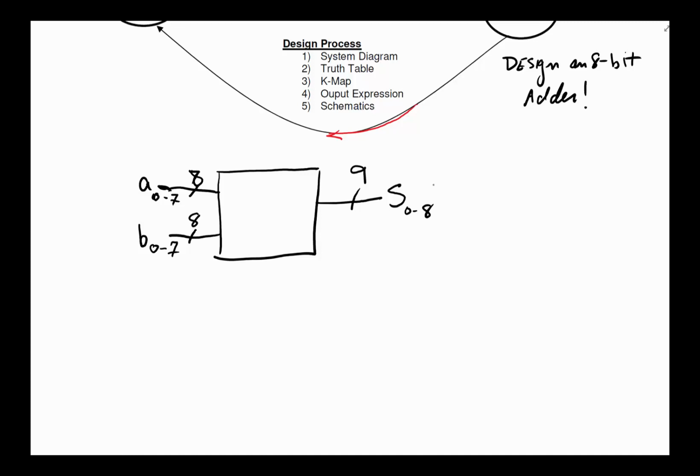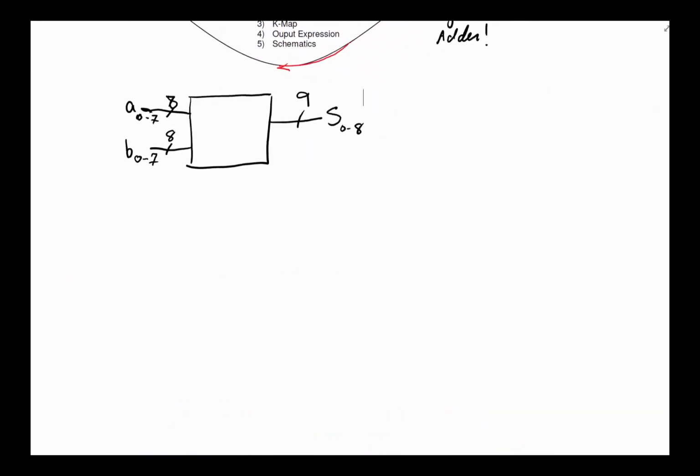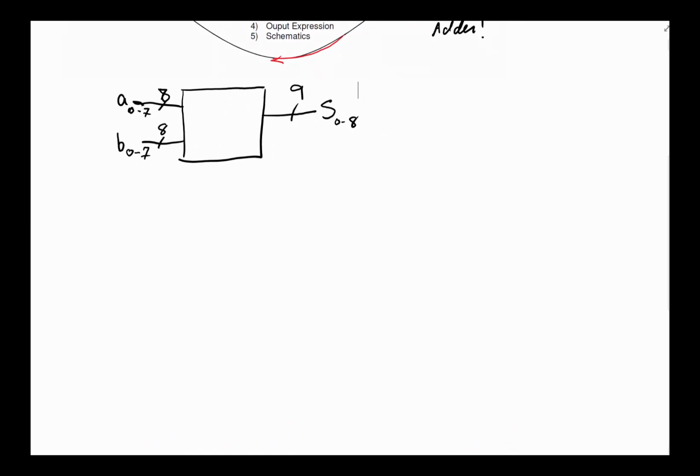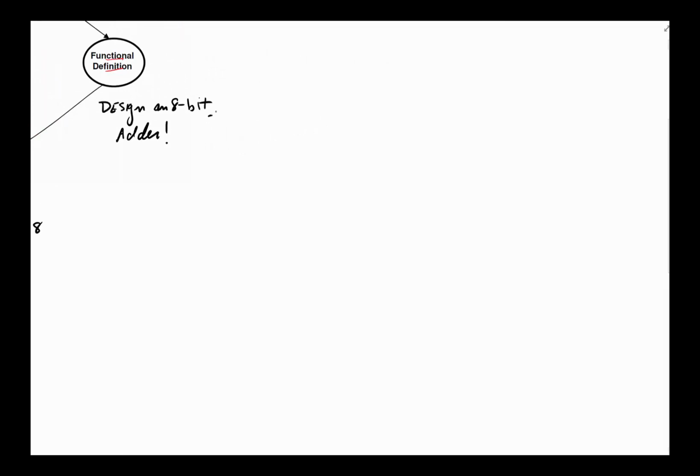So what we end up doing in these situations is, instead of doing this, we're going to design a couple of parts and then pull it together. We're going to break this problem into multiple pieces. We're going to first design something we're going to call a half adder module.